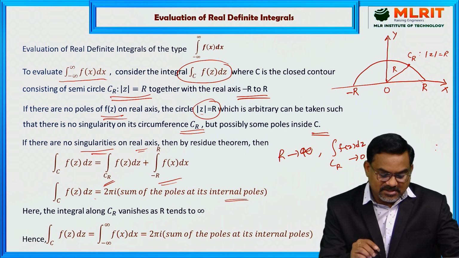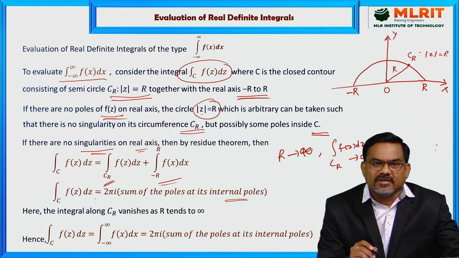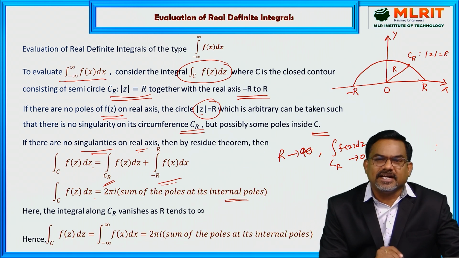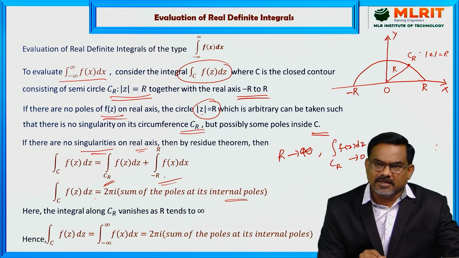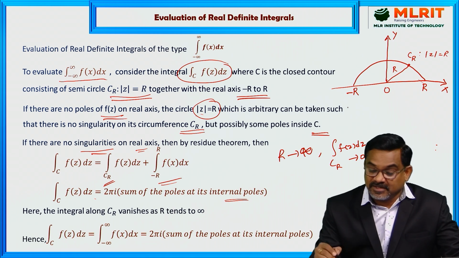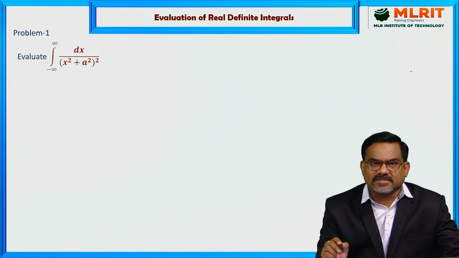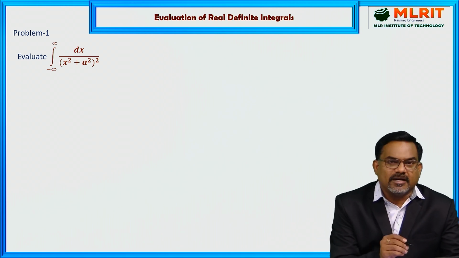So, this is the process of evaluating the line integral of the given function. Here we need to split the integral into two parts: one along CR and one with limits from minus R to plus R, that is, along the axis and on the circle circumference. So let us discuss the same method through an example.